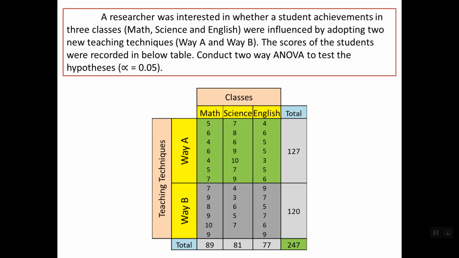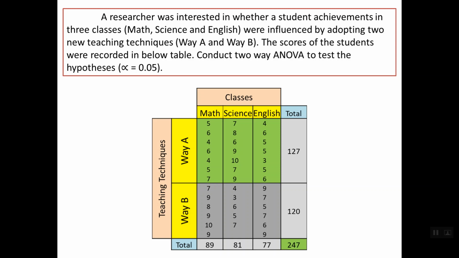This is our question. A researcher was interested in whether a student achievement in three classes, which are the math, science, and English, were influenced by adopting two new teaching techniques, way A and way B. The scores of the student were recorded in the below table. What is needed is to conduct the two-way ANOVA to test the hypothesis. The value of the significant level is 0.05.